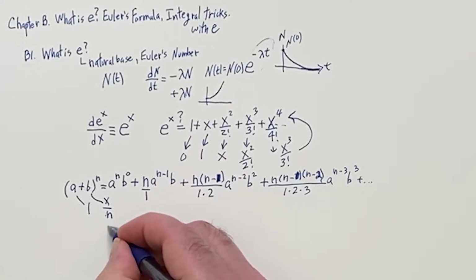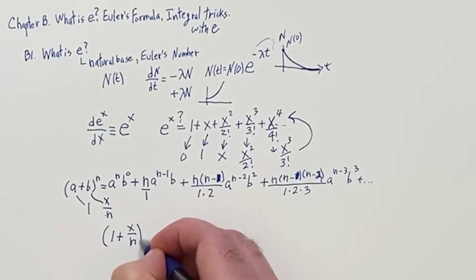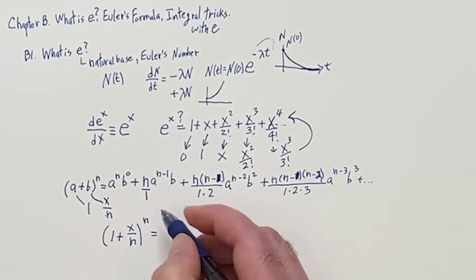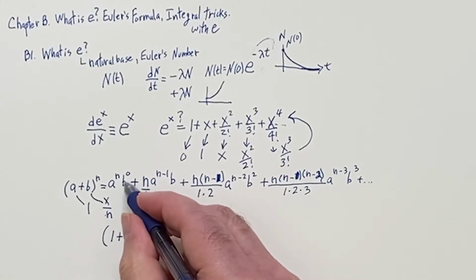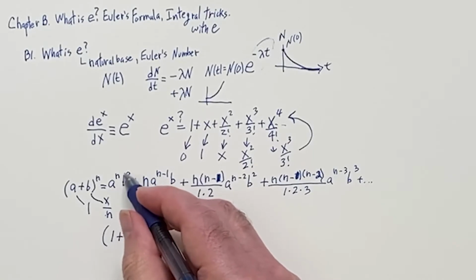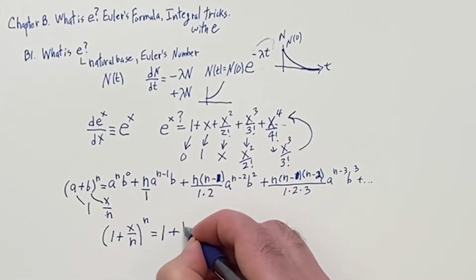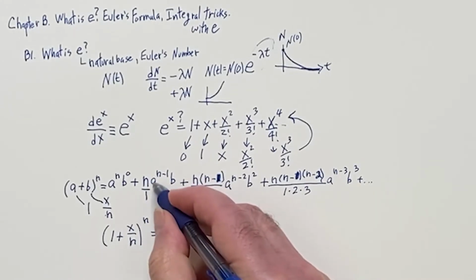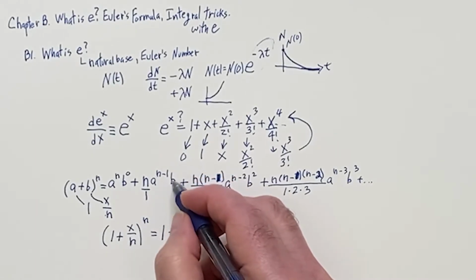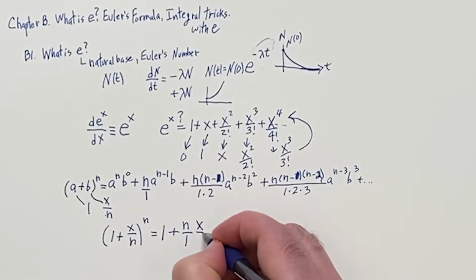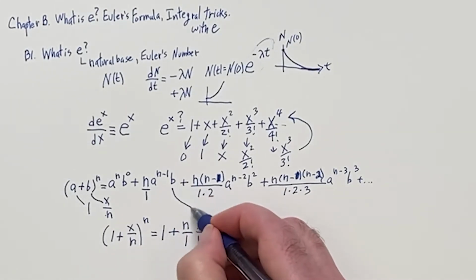Let's just look at this. Then you have 1 plus x over n to the nth power equals, and now we're going to substitute. Since the a is 1, we would have a 1 here, and b to the 0, and b to the 0 is 1, so that's a 1. And then we would have this n over 1, and we would have a, which is 1, so at any power, that's 1. And then we have the b is x over n, so we would have x over n. That's what we would have here.